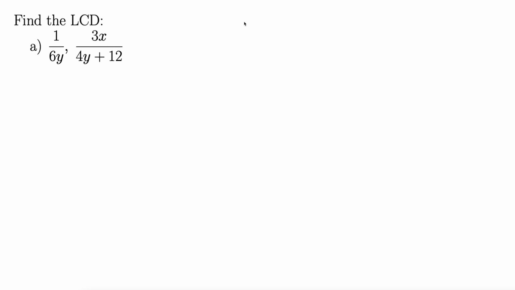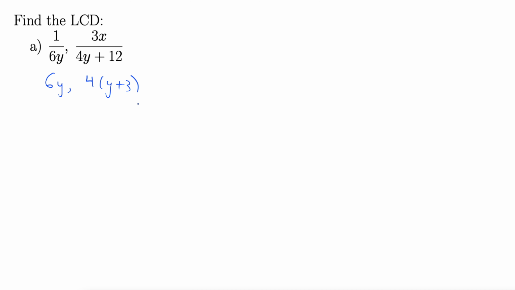Here we want to find the least common denominator of 1 over 6y and 3x over 4y minus 12. Step 1 is to factor both these denominators. So we're really looking at 6y, nothing changes there. Here we can factor out a 4, and we have y plus 3 left over.